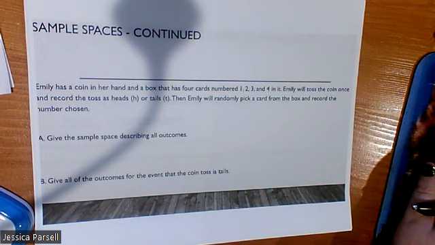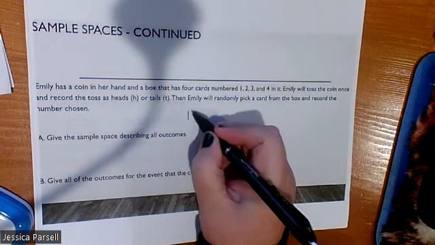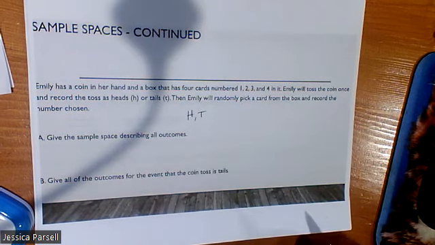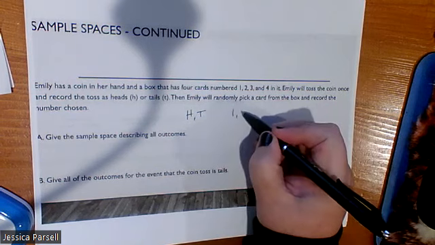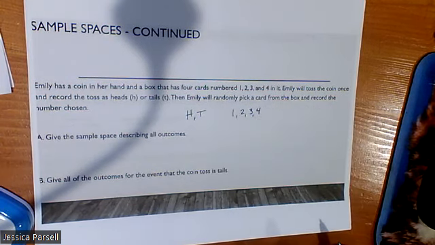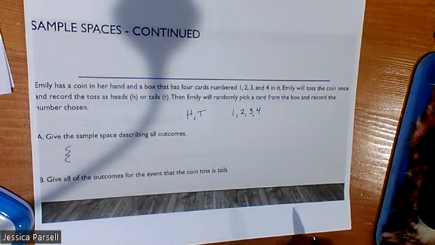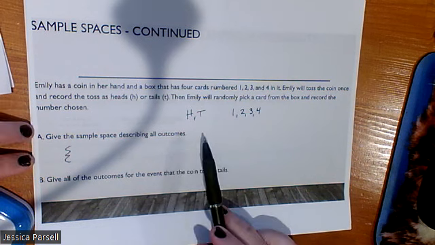Okay, so a couple things going on here. She's got a coin, she's also got a box, so we need to be thinking about that. The coin in her hand, we know, is either going to be heads or tails when she tosses it. The card she's going to grab out of the box is either going to be 1, 2, 3, or 4. So let's make some brackets here. And let's think about what could happen.